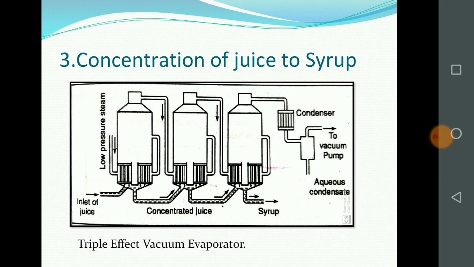The bottom of the first evaporator is connected to the bottom of the second evaporator. Similarly, the bottom of the second evaporator is connected to the bottom of the third evaporator by connecting pipes. Through these pipes, the juice moves from the first to the second to the third evaporator and sucrose syrup emerges from the third evaporator. The complete assembly is otherwise made airtight.